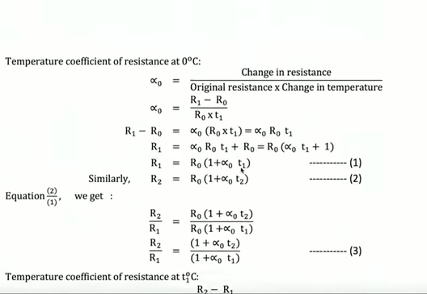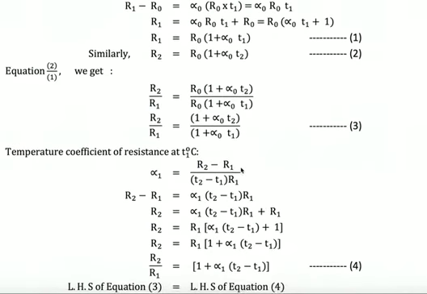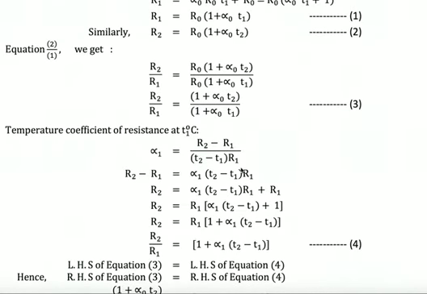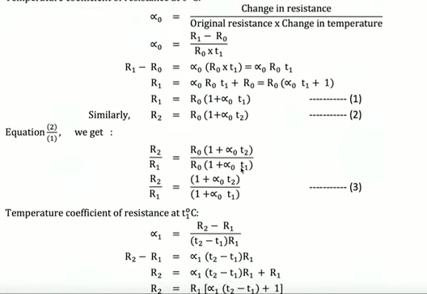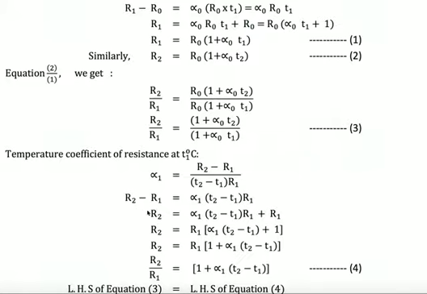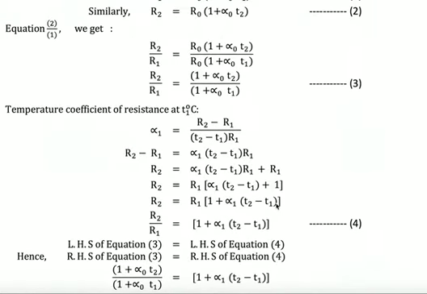Let's say alpha 1 is the temperature coefficient of resistance at T1 degree C. Now you need to apply the same formula, right? (R2 minus R1) divided by (T2 minus T1) is the change in temperature. Original resistance is R1. So R2 equal to alpha 1 into (T2 minus T1) into R1 plus R1, or otherwise R1 into (1 plus alpha 1 into (T2 minus T1)).